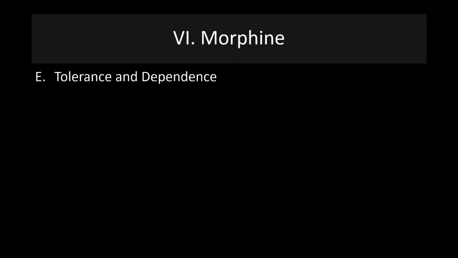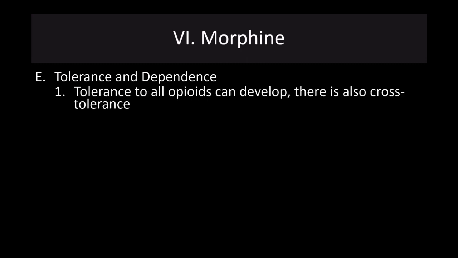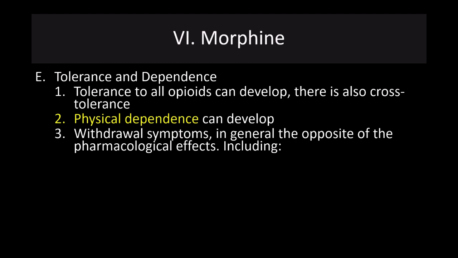That's where we get to tolerance and dependence. Tolerance to all opioids develops, and there's cross-tolerance from one opioid to another. We certainly know physical dependence can develop. This is, again, very much like heroin. It can be incredibly addictive. People who take a lot of morphine will probably have to step down from it because they'll go into withdrawal.